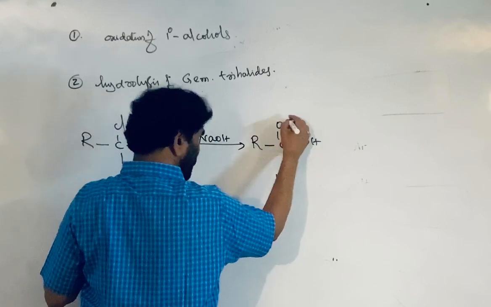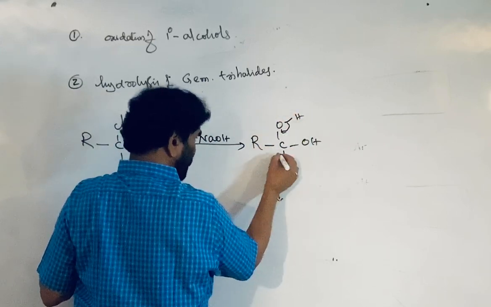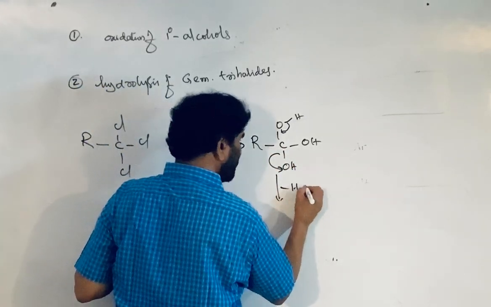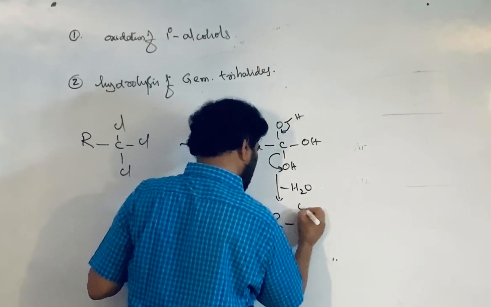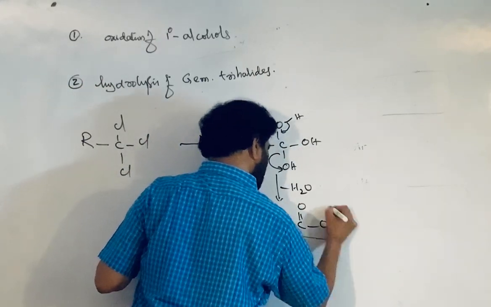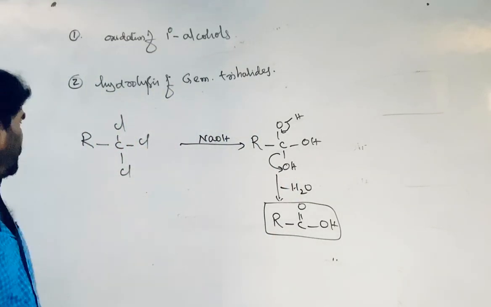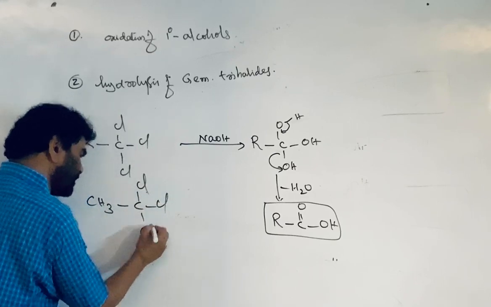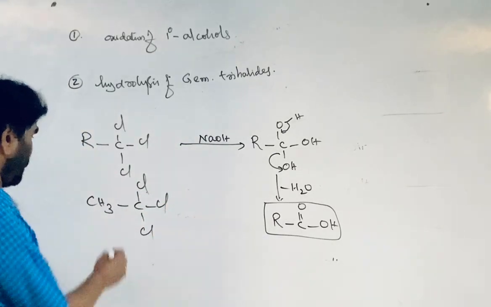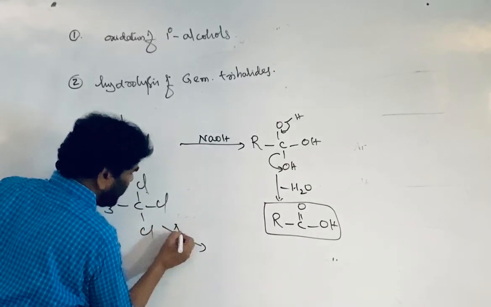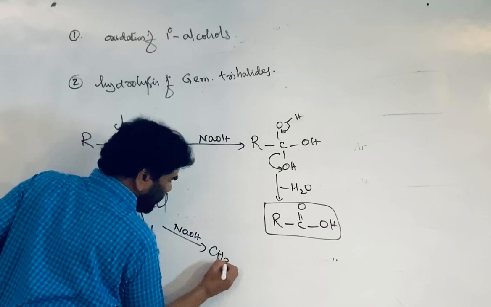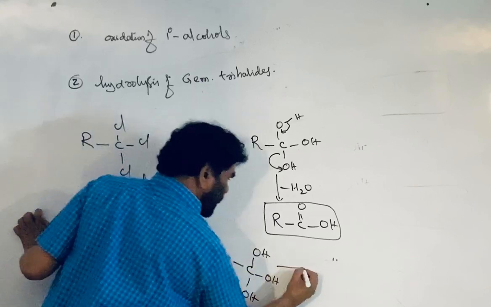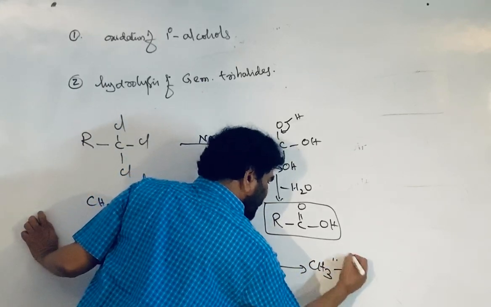This loses water, since you know more than one OH cannot exist on the same carbon. Loss of water leads to the formation of R-C(=O)-OH, the carboxylic acid. So if you take CH3CCl3, you need not say the word terminal because that is possible only on the terminal carbon. 1,1,1-trichloroethane on treatment with sodium hydroxide is converted into the corresponding triol. Loss of water leads to acetic acid.